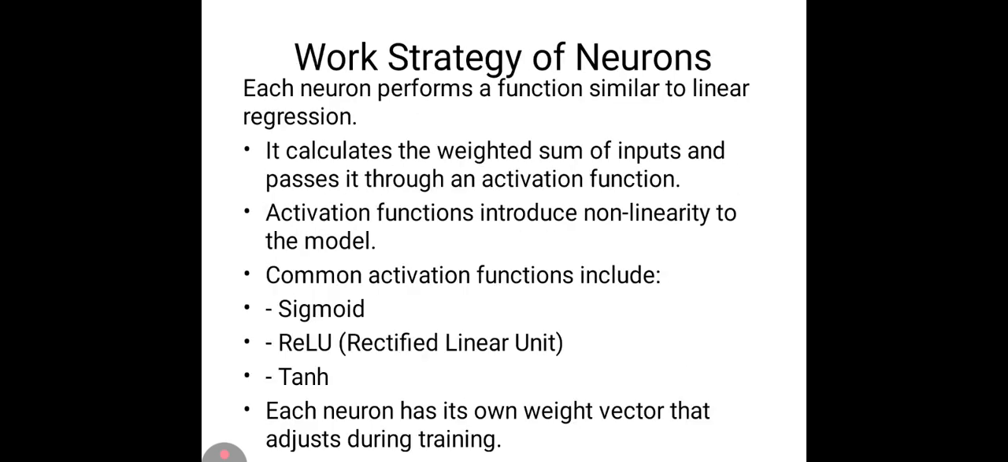And next, we are going to understand how a single neuron works. The neuron performs a weighted sum of inputs, similar to linear regression. It passes the result through an activation function. The activation function adds non-linearity, which helps the network learn complex patterns. Some of the common activation functions are sigmoid, ReLU, and tanh functions. Each neuron has its own weight vector, which keeps getting updated during training.